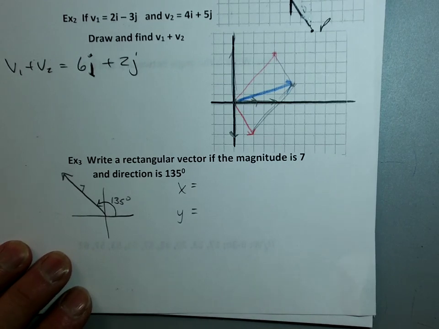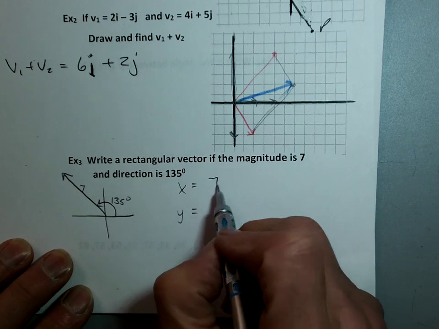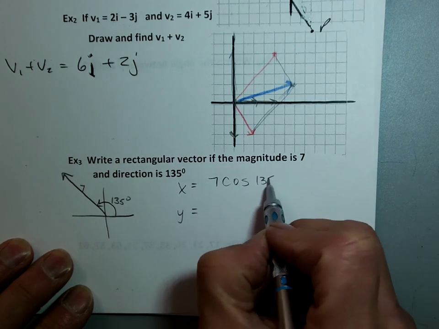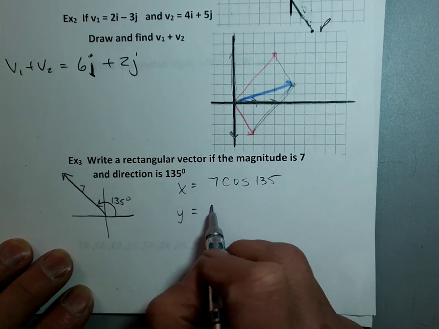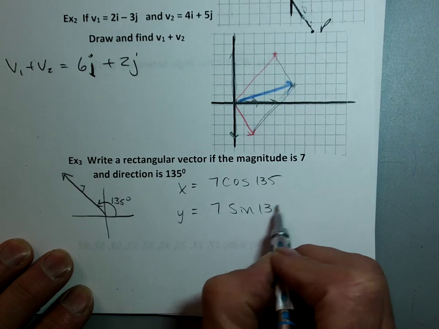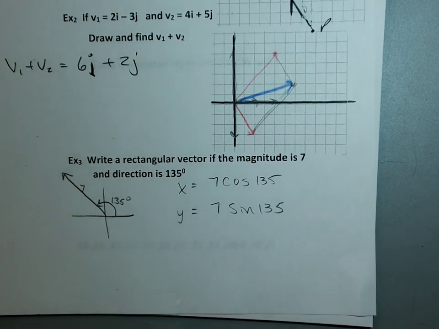Come on, you guys know how to do this? 7 cosine 135. Thank you, Sky. And 7 sine? Yes, hooray, somebody can do this. Calculator, degree mode, right?